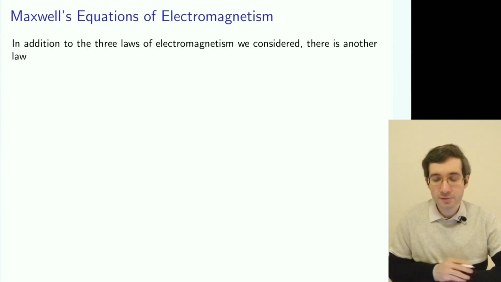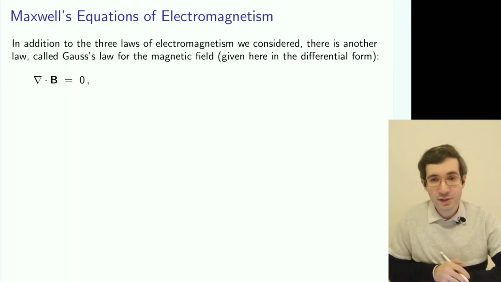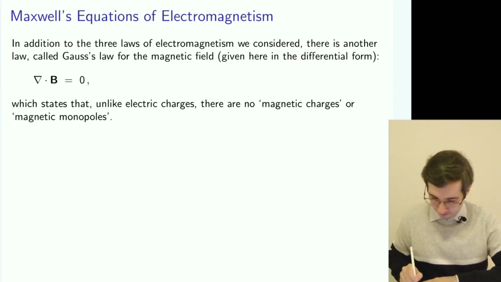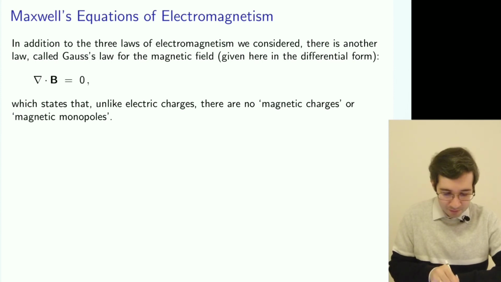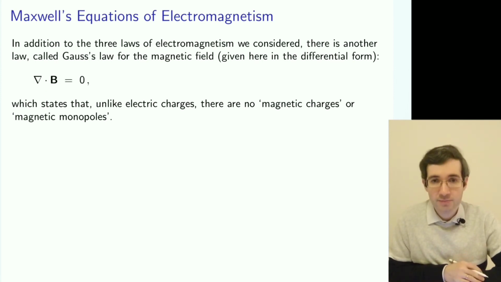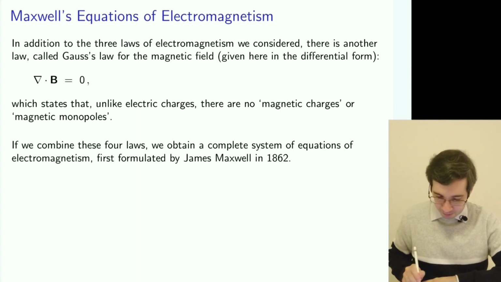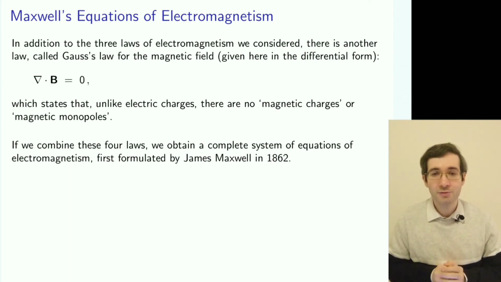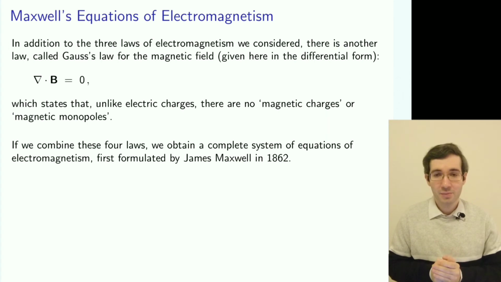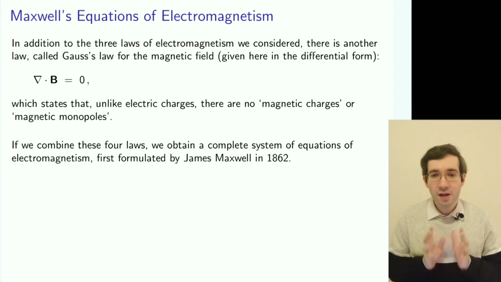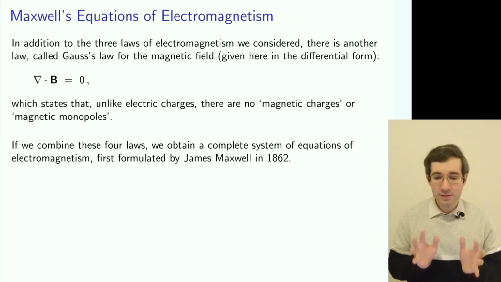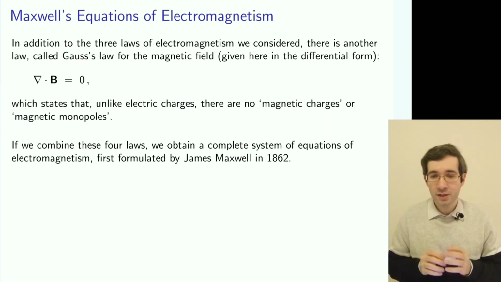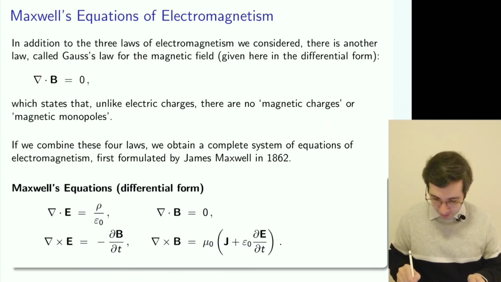Now, in addition to these three laws, there is another one which tells you that there are no magnetic charges and therefore the divergence of the magnetic field is zero. And if you put these four laws together, you'll get a fundamental set of equations called Maxwell's equations, because James Maxwell, an Edinburgh scientist and engineer, was really the first who realized the potential and the power of that set of equations to describe a variety of phenomena. And so here we are.